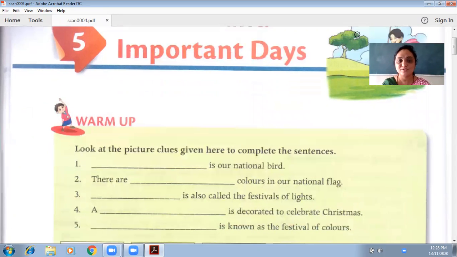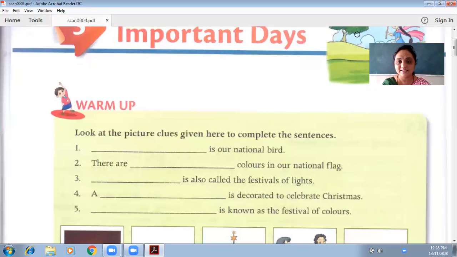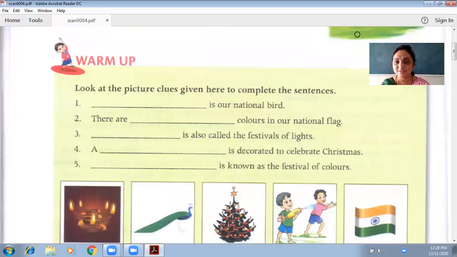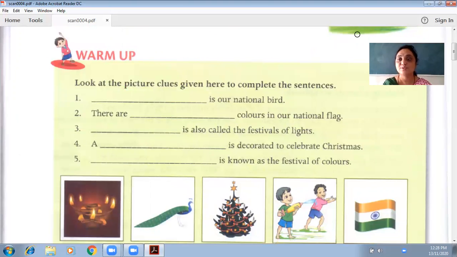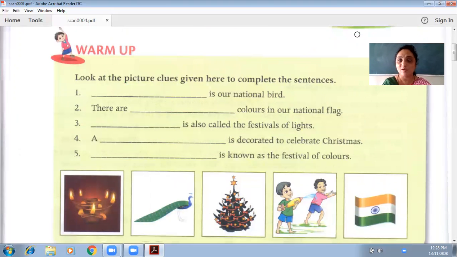Look at the picture or clues given here to complete the sentence. By using these pictures, we have to complete these sentences. Dash is our national bird. What is our national bird? That is peacock. Is that available in the picture?